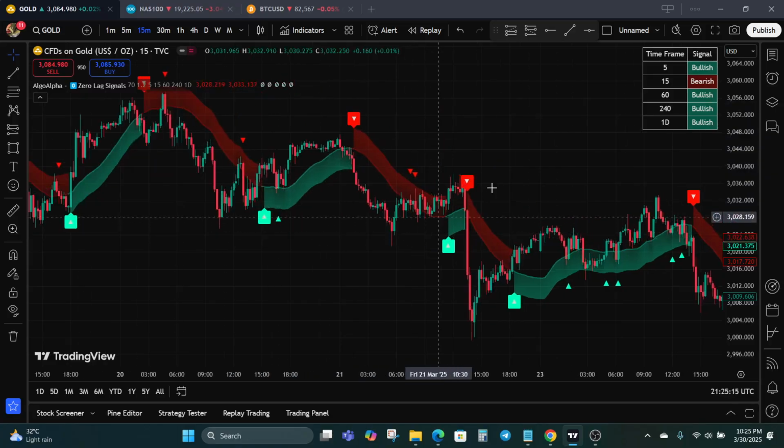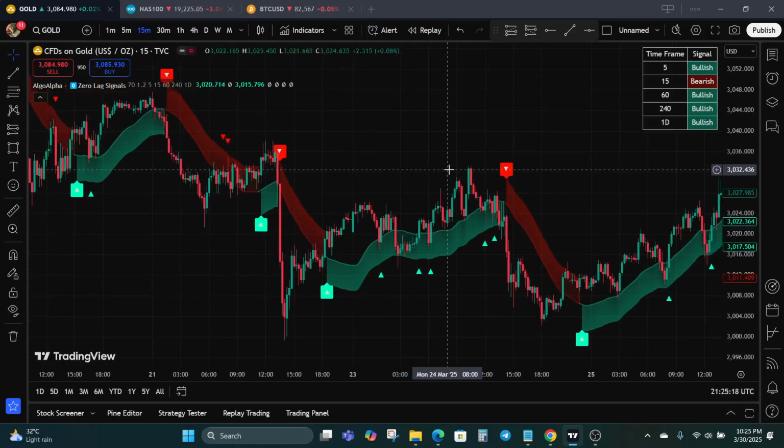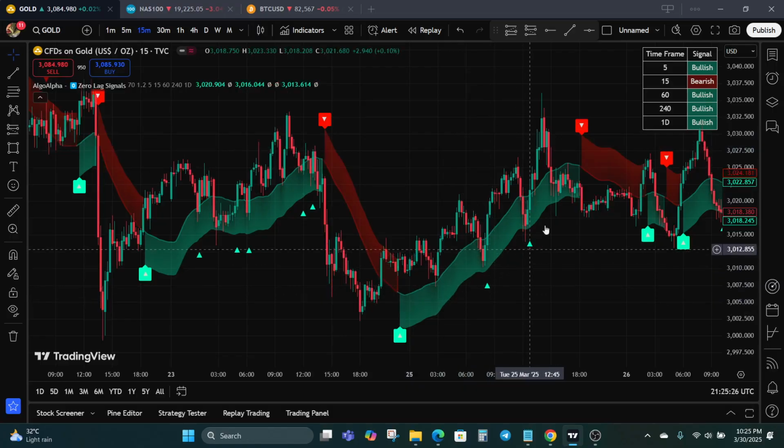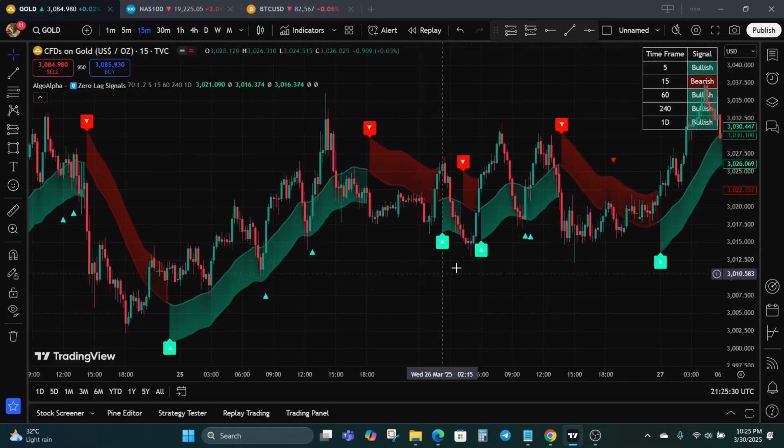And then, of course, you can use this indicator to find entry and exit points. It gives you precise buy and sell entries, right? You can see buy signal, you can see sell signal, you can see buy, sell, buy, right? And all of that. Okay, so you can just follow the buy and sell signals to time your trades better.